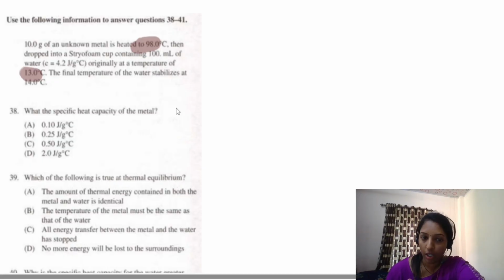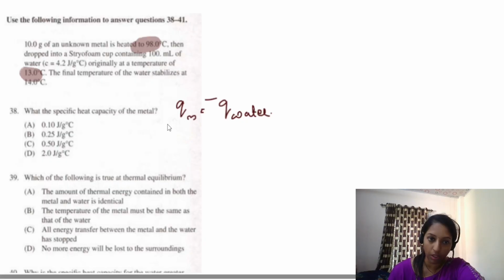You know, hot metal system, right? Hot metal, when you add it to normal water, yes, the heat goes from the higher temperature to the lower temperature, there will be a heat transfer until they reach thermal equilibrium, right? So Q metal is equal to Q water. But the thing is, one is gaining energy, the other one is losing energy. So one is positive, the other one will be negative. Correct? Okay. So here what is the Q metal?